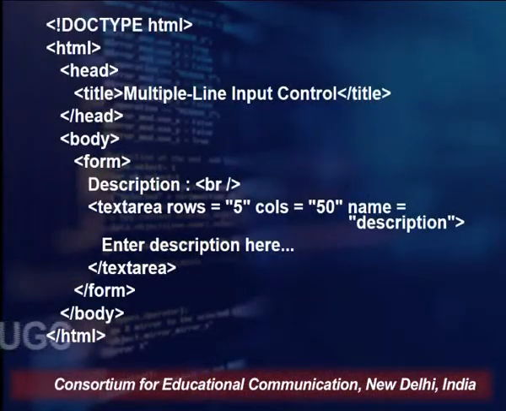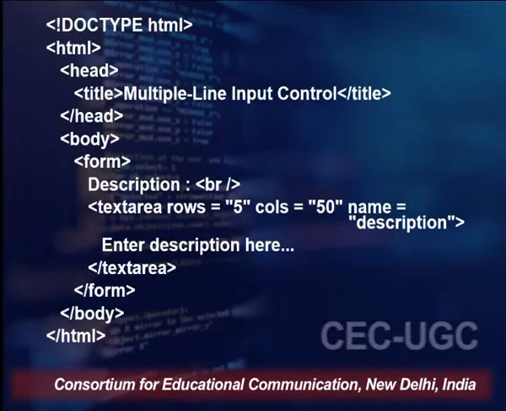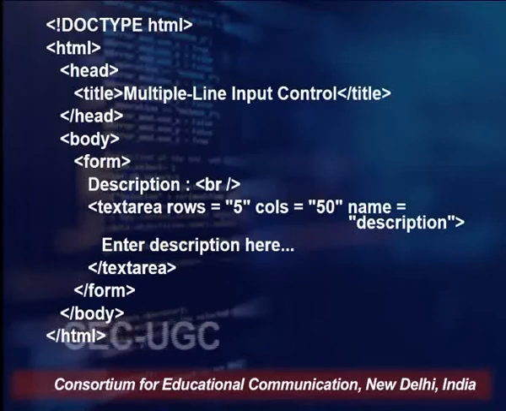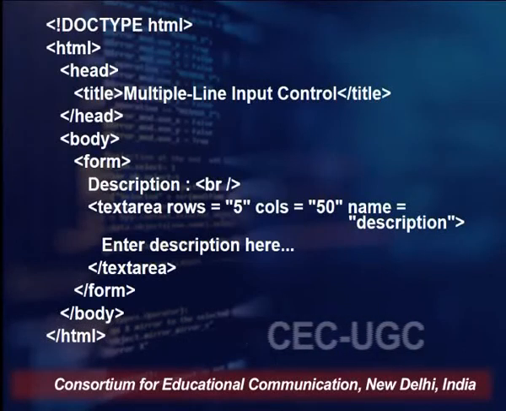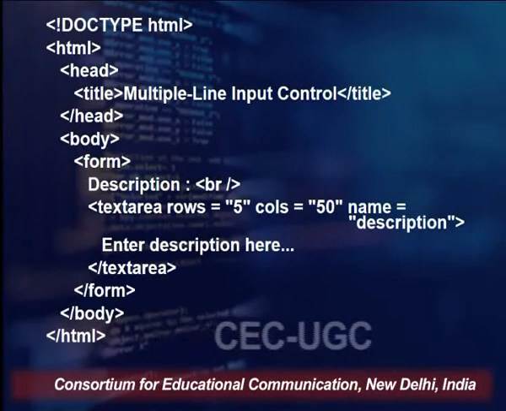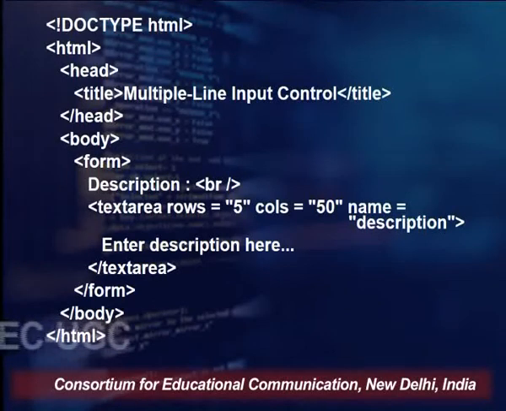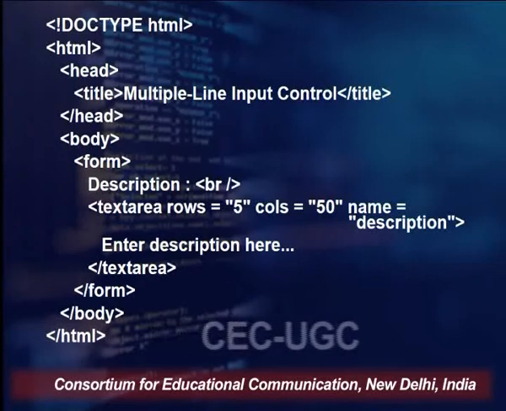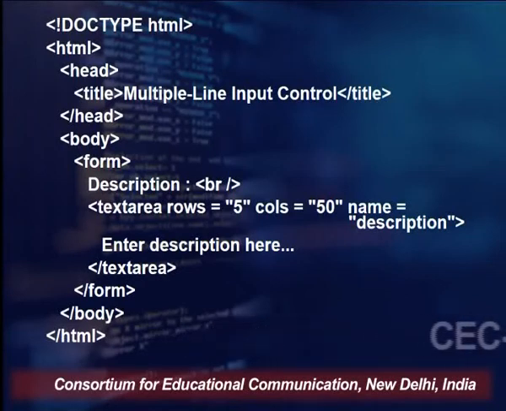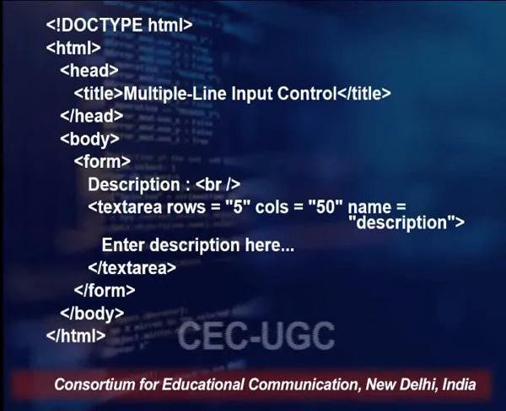If you can see this code on the screen, this is doctype HTML, then we have html, head and the simple title, then head closed, and we have started with body. As it is a form control, this textarea will obviously go inside the form, and then we have written Description. This is just like a label. Then there is a textarea with rows equals 5, cols equals 50, and name equals description. Before closing that textarea we have written Enter description here, then the form is closed, body closed and HTML closed.